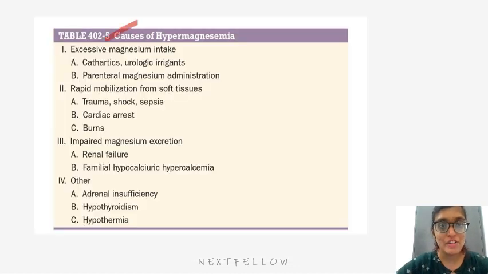Causes of hypermagnesemia: excessive magnesium intake like cathartics, urologic irrigants, parenteral magnesium administration. Rapid mobilization from soft tissues like trauma, shock and sepsis, cardiac arrest and burns. Impaired magnesium excretion like renal failure, familial hypocalciuric hypercalcemia. Others is adrenal insufficiency, hypothyroidism and hypothermia.